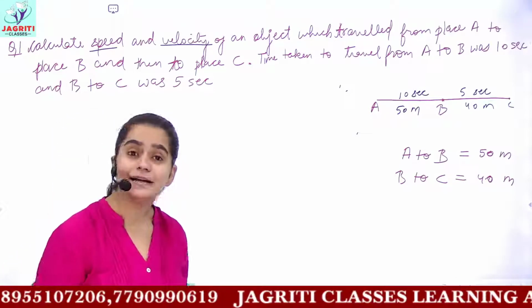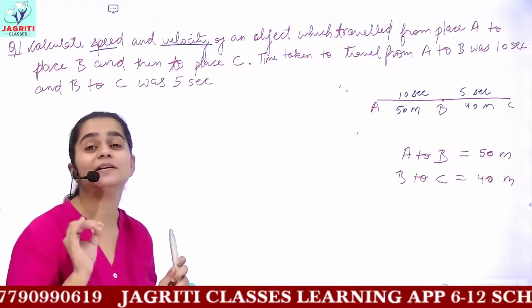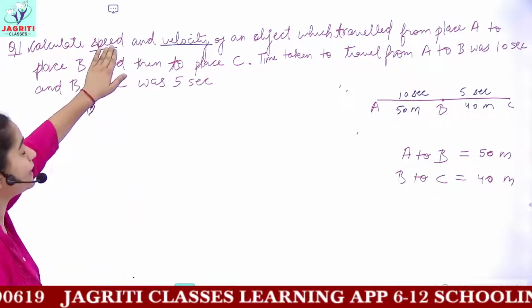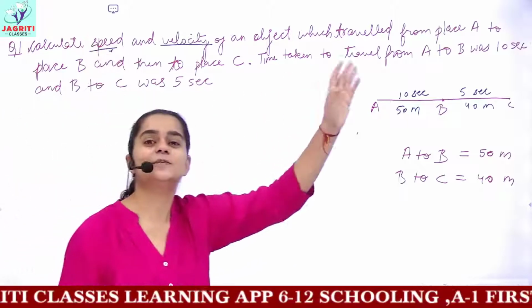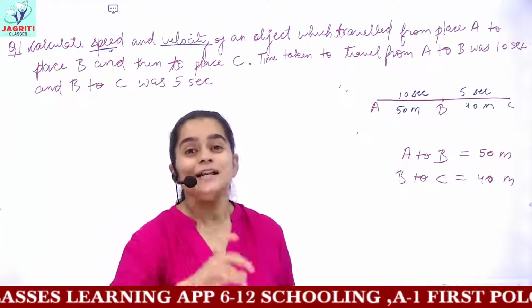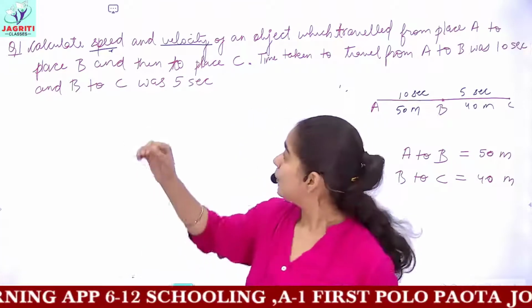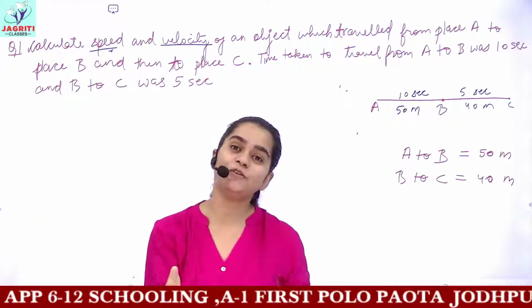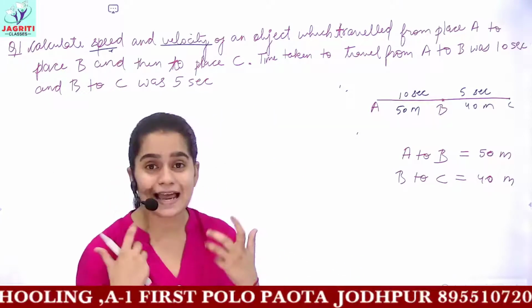I told you earlier also, in every question they will not specify whether you have to find speed or average speed. Maybe it is given that find the average speed of the object. But in many cases, the examiners do not write whether you have to use the direct formula of speed or you have to use that of average speed. So how you will calculate it?